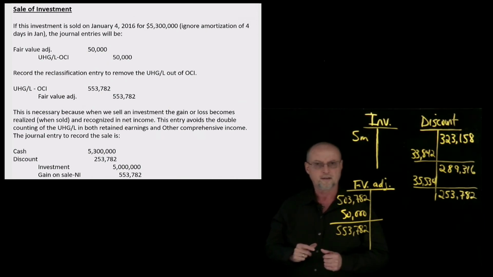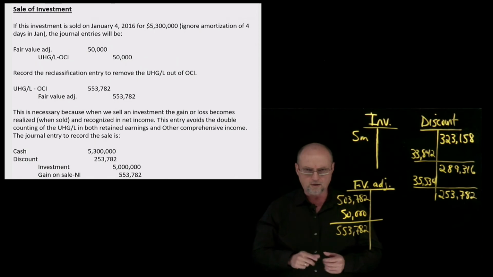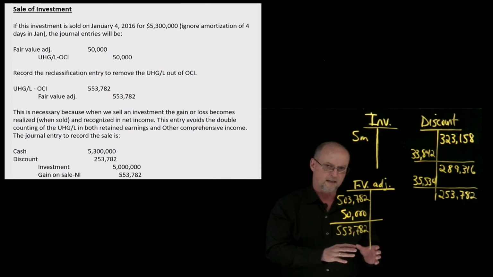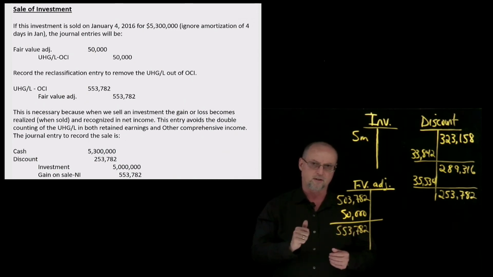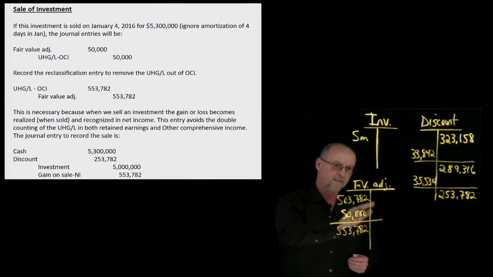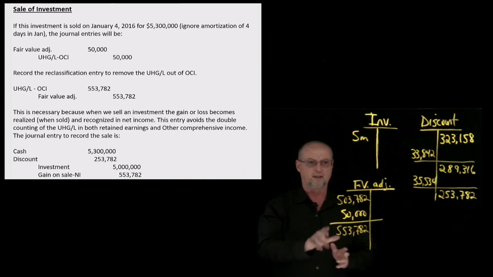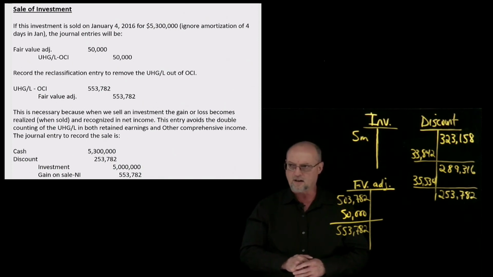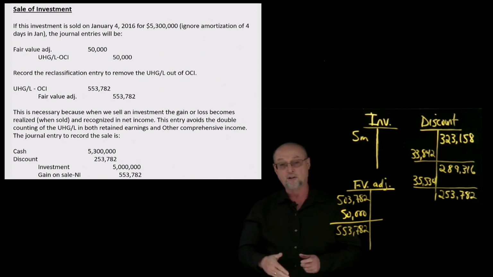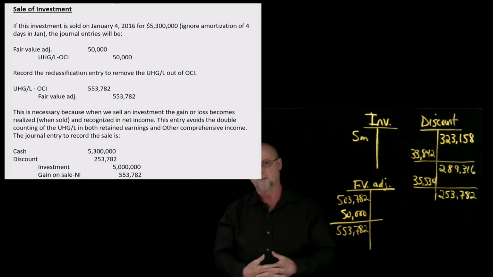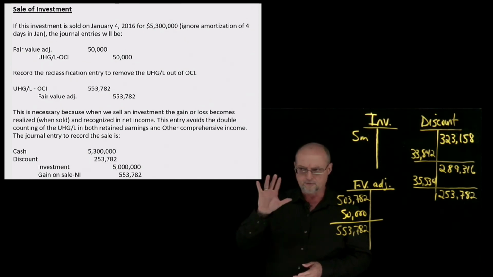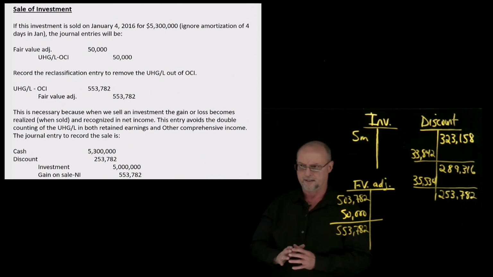This is weird, I know it. So we have to get rid of the unrealized holding gain other comprehensive income, which is sitting on the balance sheet. It's a credit balance, so I'm going to have to debit that account to zero it out, and I'm going to credit the fair value adjustment account to get rid of this account as well. Then, when I record the sale of the investment, I'm going to credit the gain on sale, net income, for the same amount, and that'll go on this year's income statement. Since this is the year that we sold the investment, this is the year that we realized the gain. So you may want to hit pause and review this. This is a tricky area here.